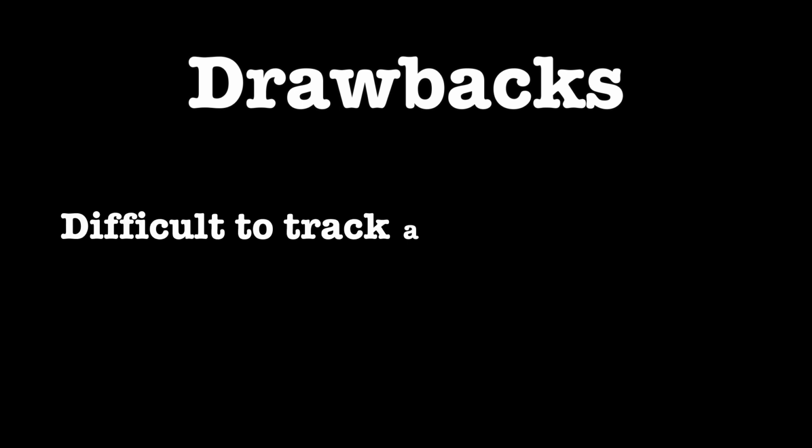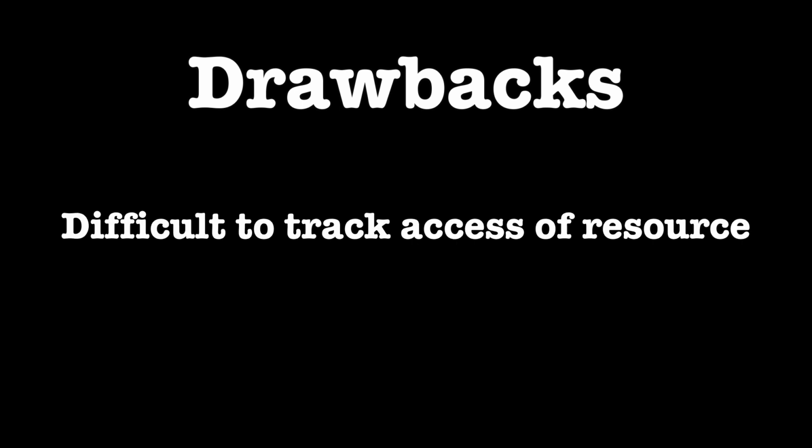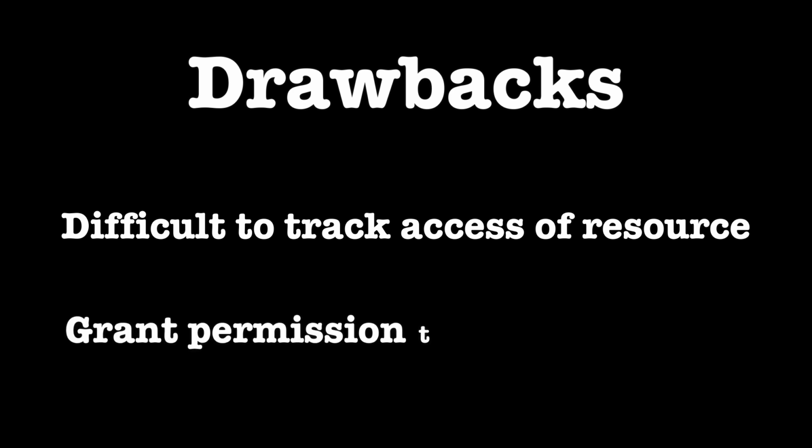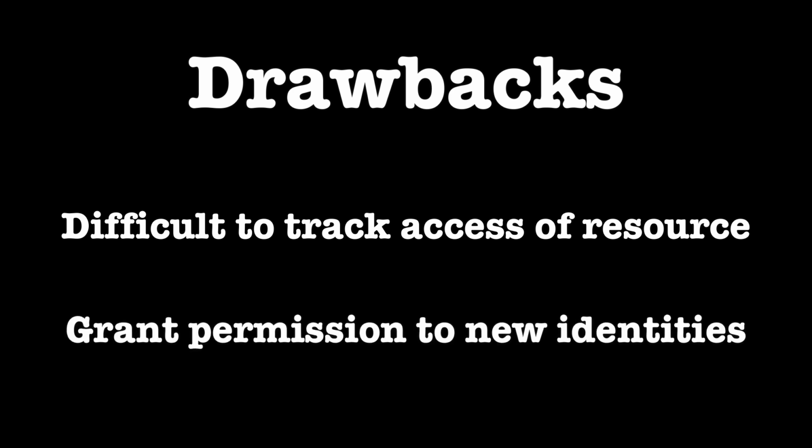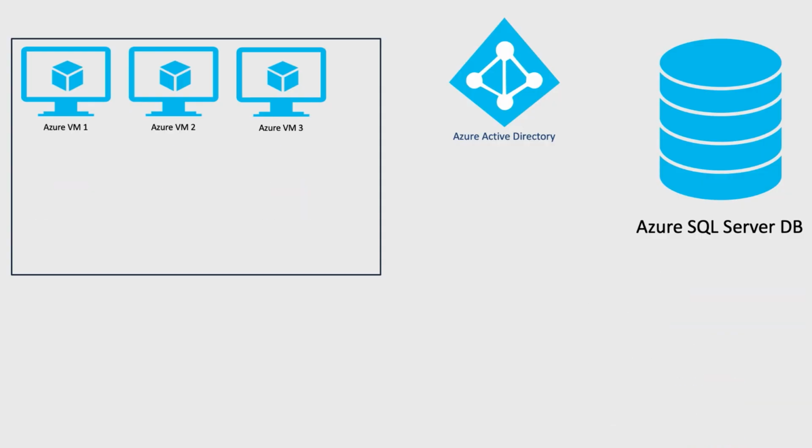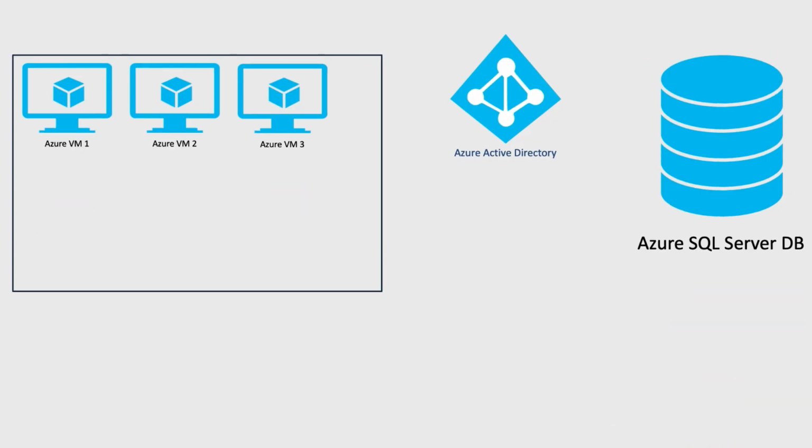This approach has two drawbacks. As the application scales, it will be difficult to keep track of who has access to what. And there will be overhead of granting a new identity permission each time a new VM is created. So how can we simplify this process? To make things simple, you can use User Assigned Managed Identity.